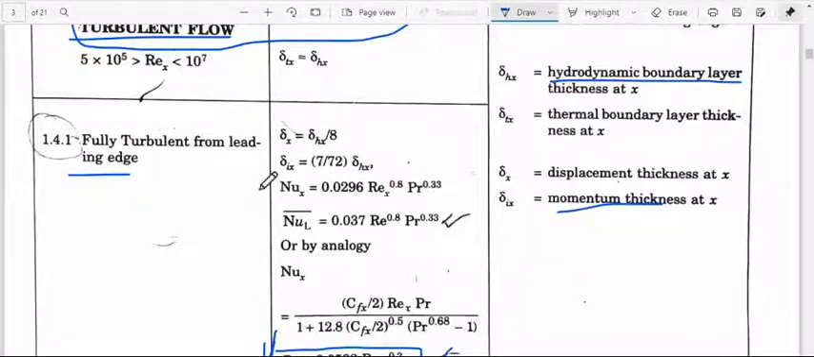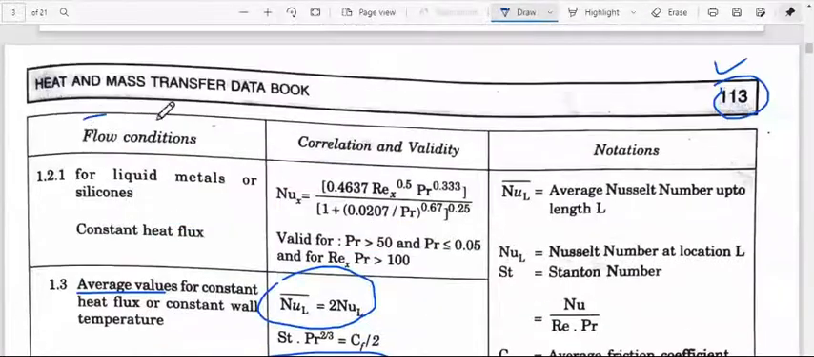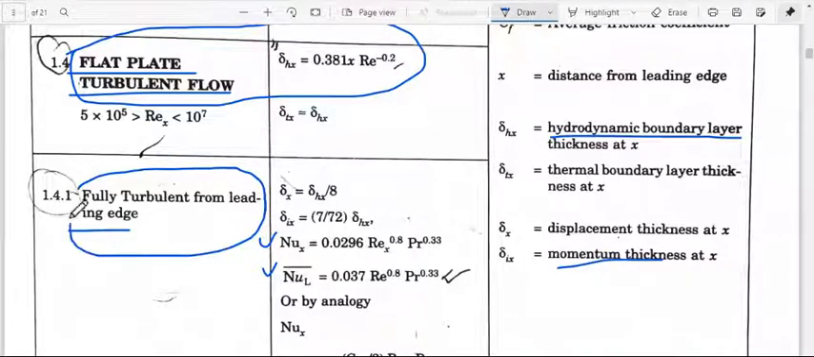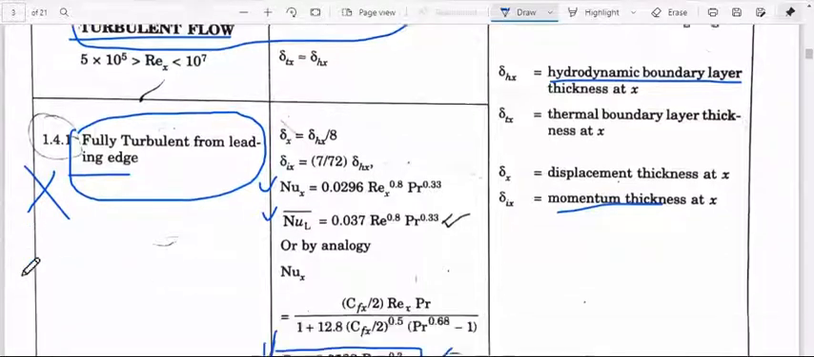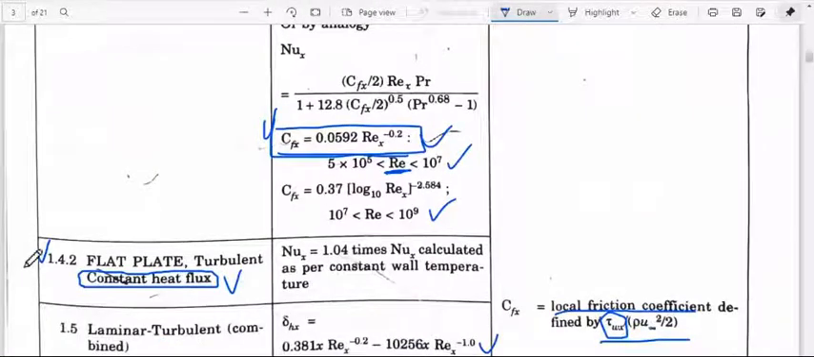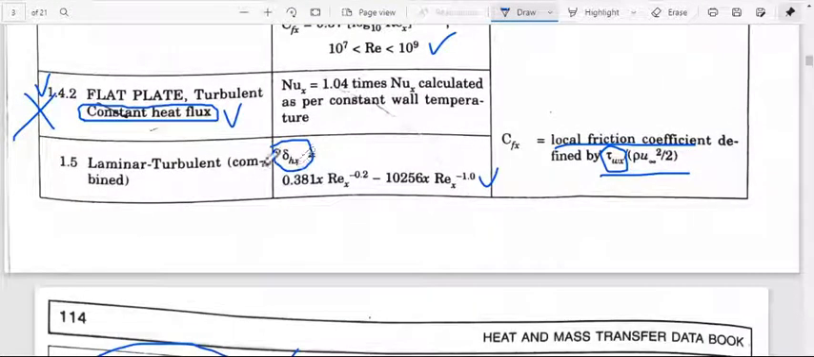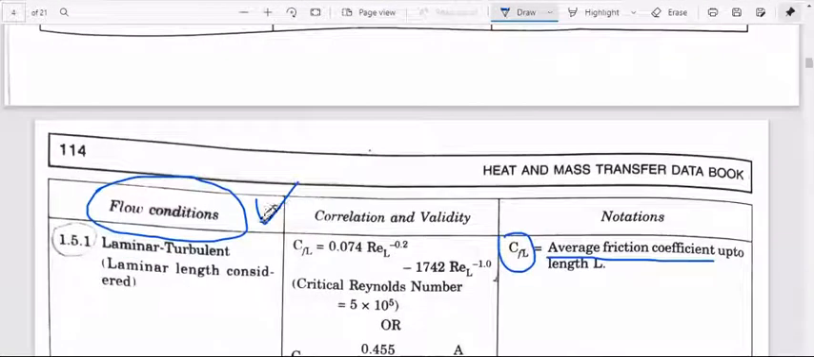So here we need to check the NUX value. What are the NUX values, flow condition? Fully turbulent from leading edge. In this question, it did not mention any leading edge. That's why I'm not considering these formulas. Constant heat flux is not mentioned. That's why I did not consider this formula. And laminar and turbulent, this is the hydrodynamic boundary conditions. We don't want to calculate hydrodynamic boundary conditions.